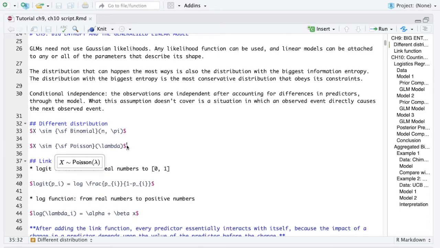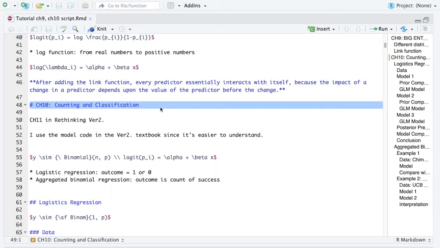Another very common distribution we will use is the Poisson distribution. The parameter in a Poisson distribution is lambda, the average count. An average count must be a positive real number, which also cannot be directly estimated using alpha plus beta times x. So the transformation function or link function we will use is a log function. So we will use alpha plus beta times x to estimate log lambda. In chapter 10, we will learn about these two kinds of count regression models, binomial regression and Poisson regression.